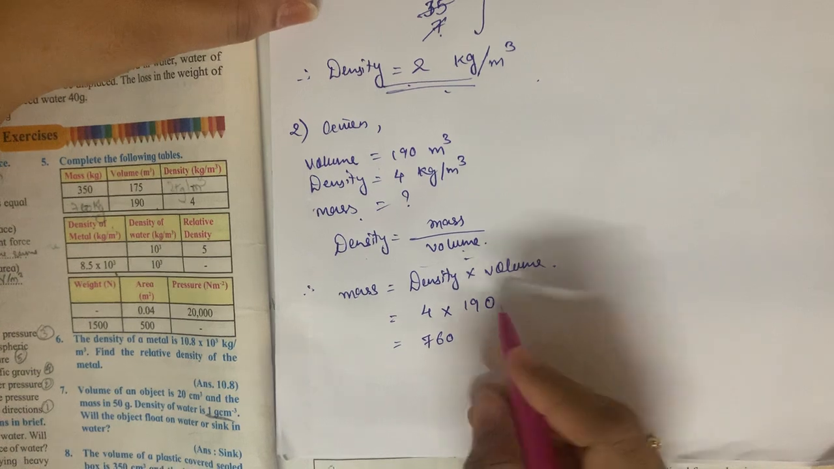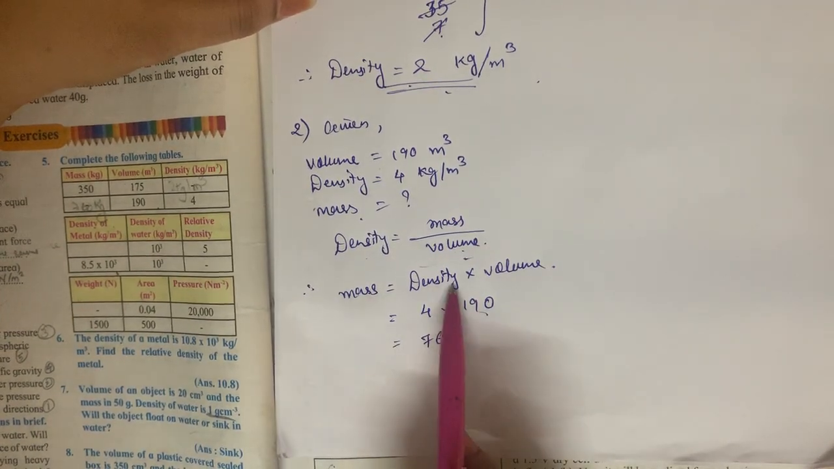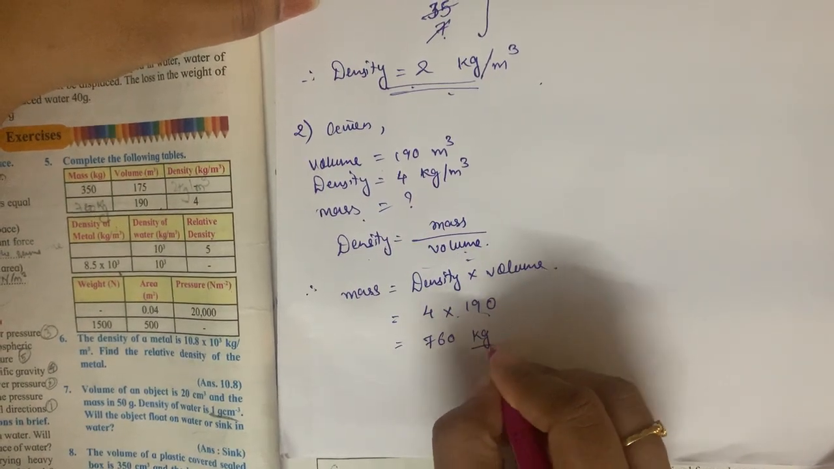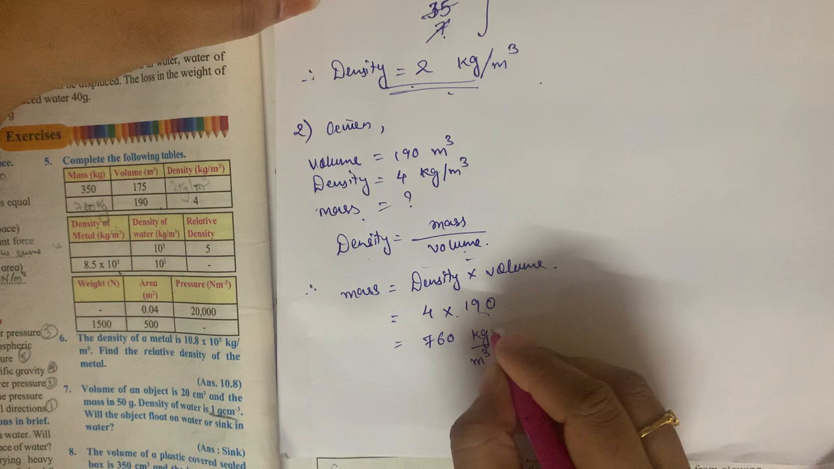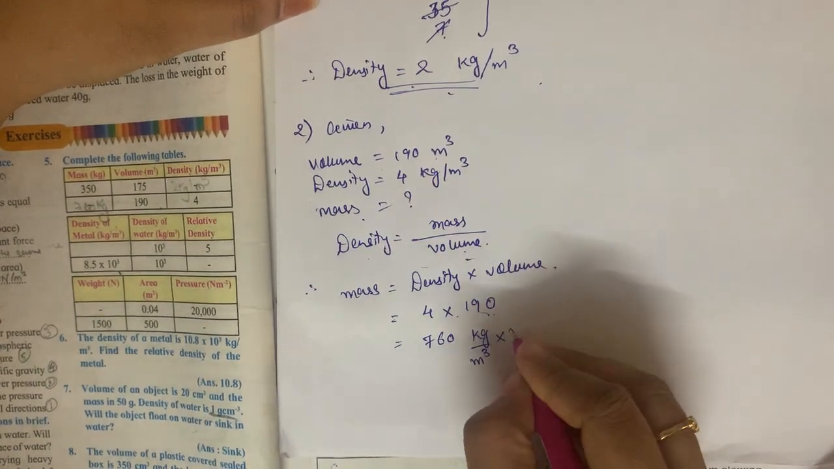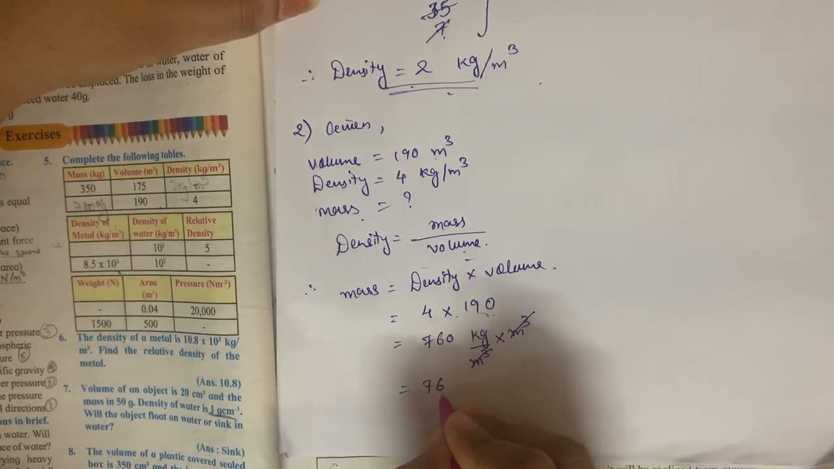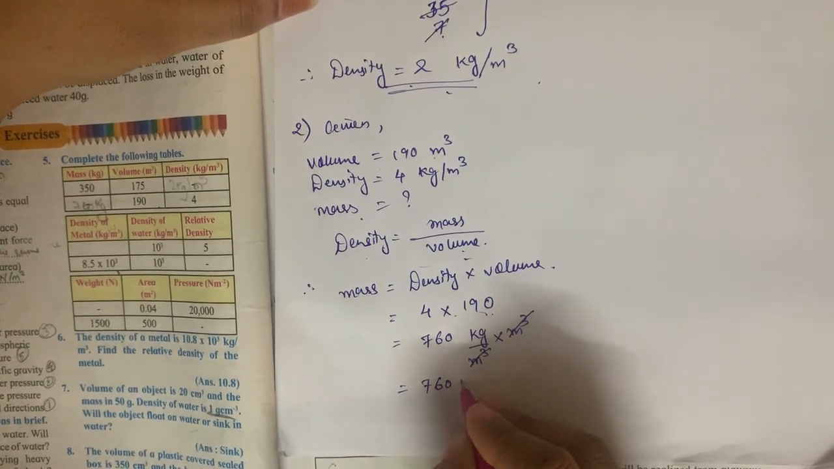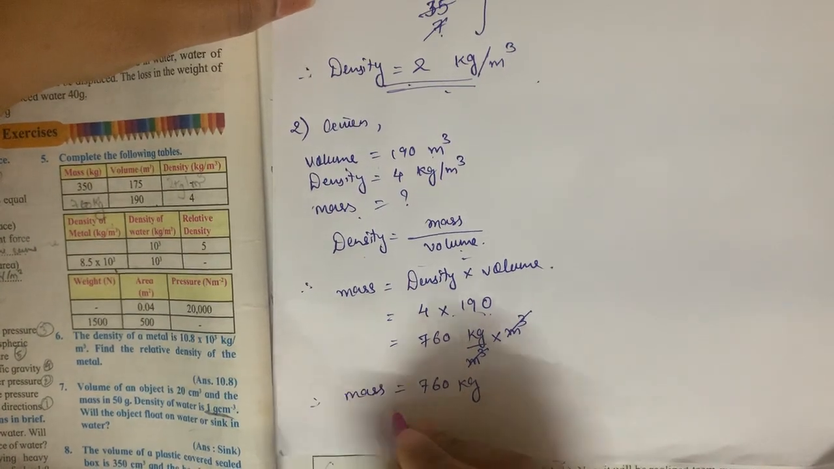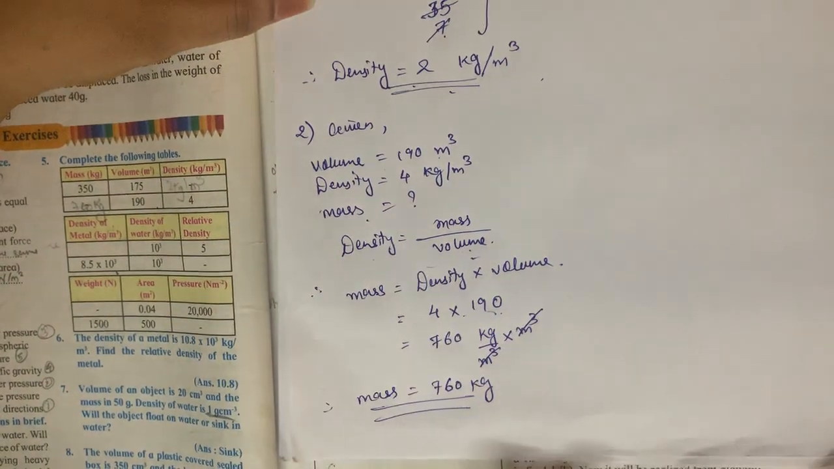760. Okay, if you talk about the unit, then what is the density unit? That is kg per meter cube, right? Kg per meter cube. Also you are in the product, right? And what is 190 meter cube? Meter cube cancels. So the value of mass, the unit is 760 kg. Fine, this is the final answer. So here we are finished with the question number 5.